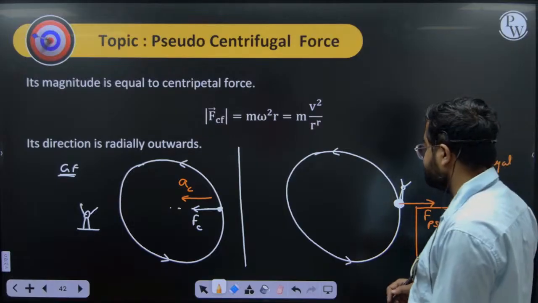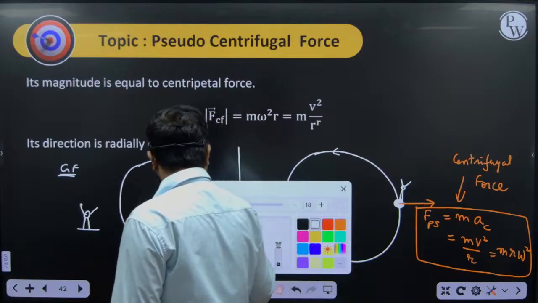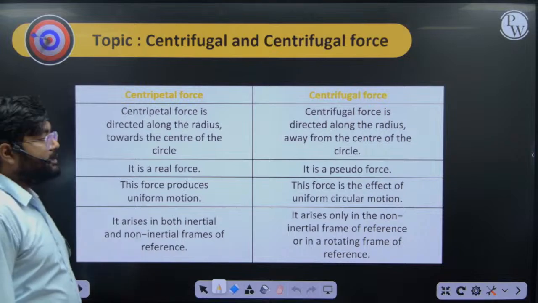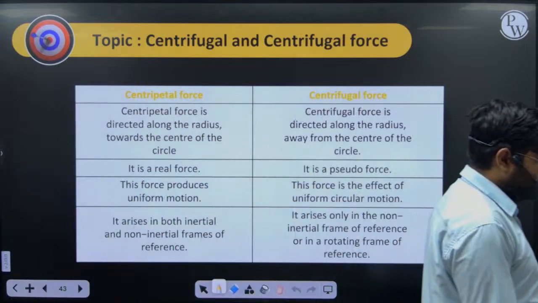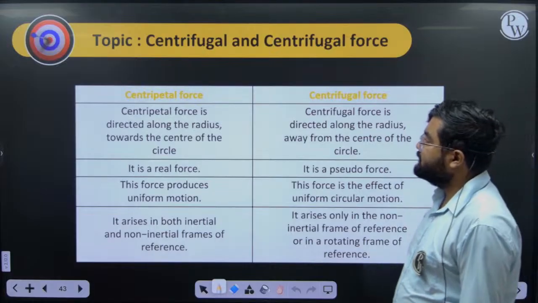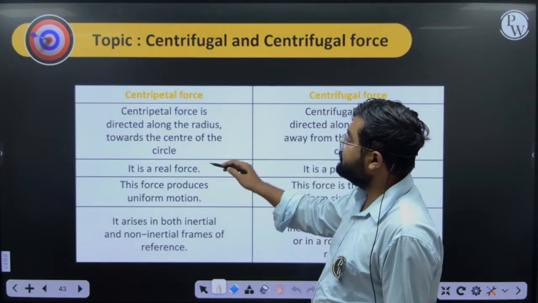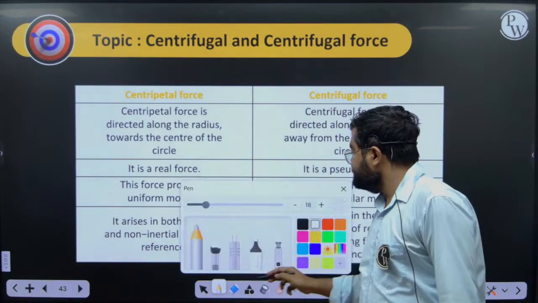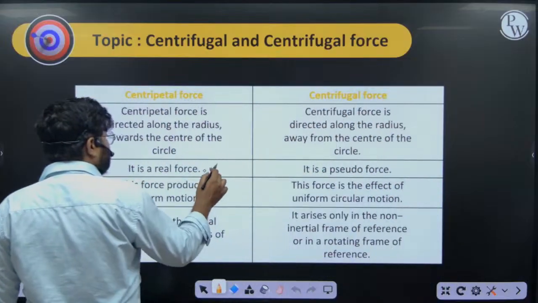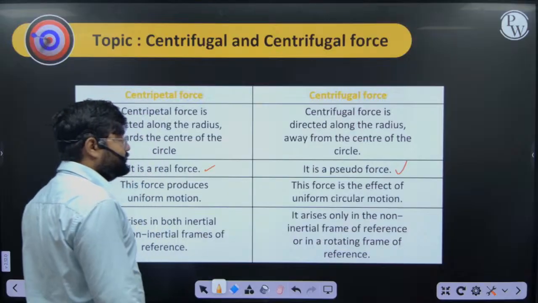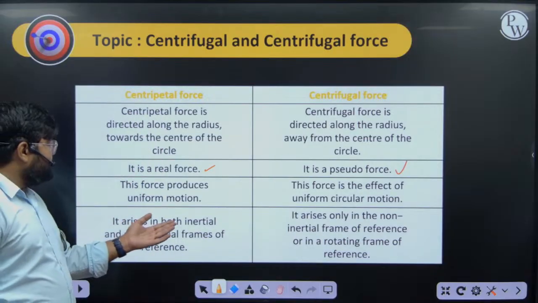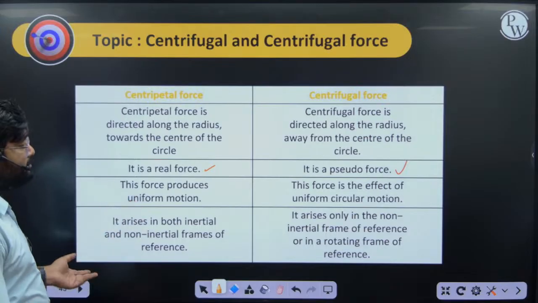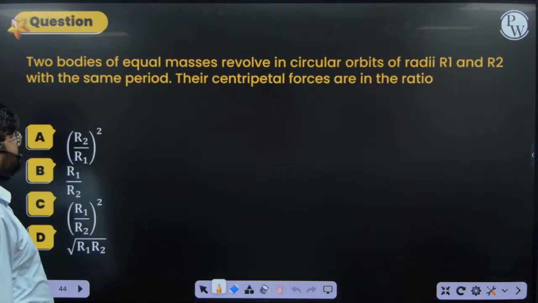All right, let us continue. There are some differences between centripetal force and centrifugal force. Centripetal force is directed along the radius towards the center. Centrifugal is also along the radius but away from the center. This is a real force versus a pseudo force. One arises in both inertial and non-inertial frames, the other arises only in non-inertial frames. So there are some basic differences, but don't worry, NEET will not ask this kind of thing.